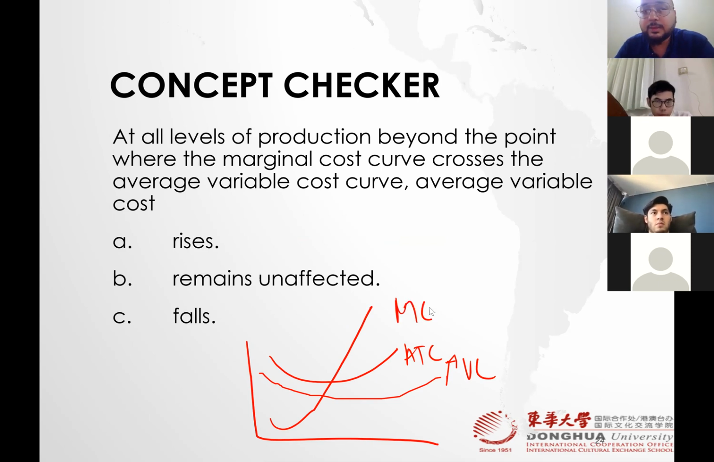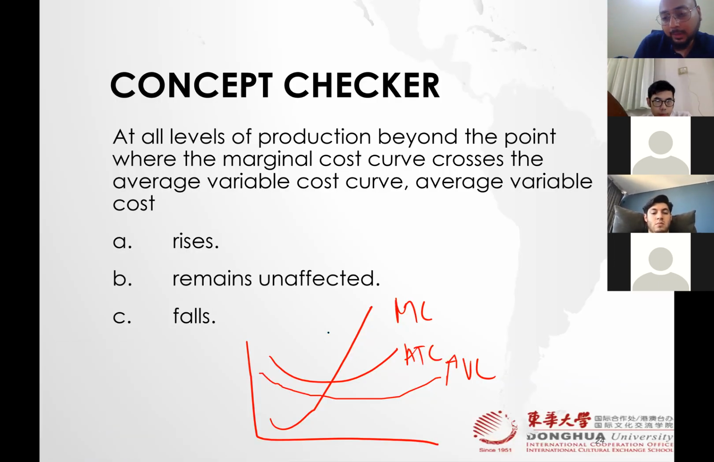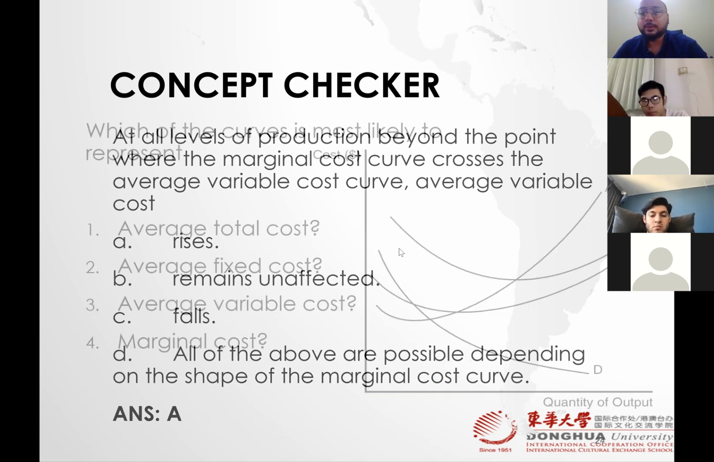So the question says, at all levels of production beyond where marginal cost crosses the average total cost. So the question is talking about this area. So you see in this area, what's going on? Average variable cost starts rising. So the answer is A, right? So this is how you do that.